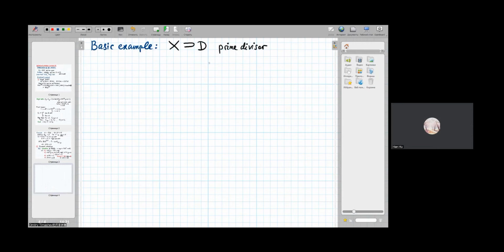Then to this prime divisor D, we can associate an evaluation in the above sense. Let me denote it V sub D, by defining the value at the function f to be the vanishing order of f along D.